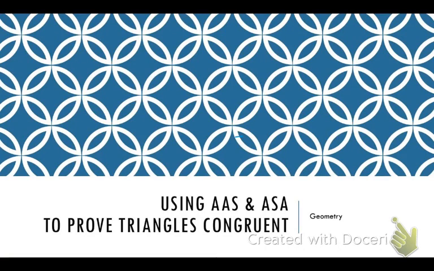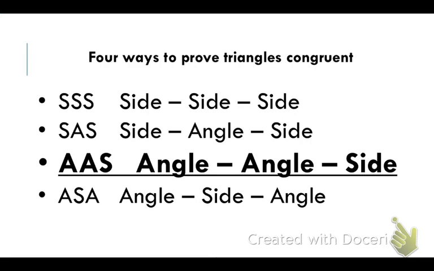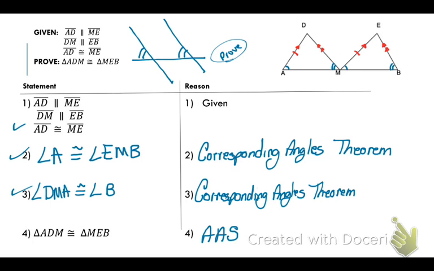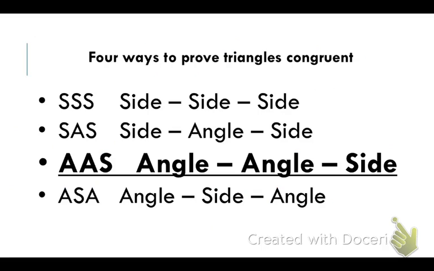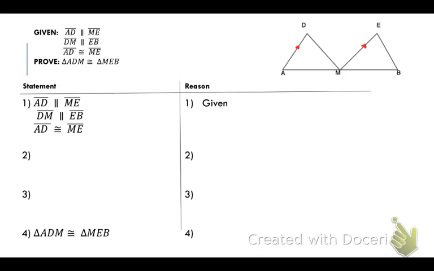The last two theorems that we're going to write proofs on are angle, angle, side, and angle, side, angle. So let's start with angle, angle, side. Let's do this a little bit differently. We have a proof, and it tells us that side AD is perpendicular to side ME. So I marked that on my diagram.